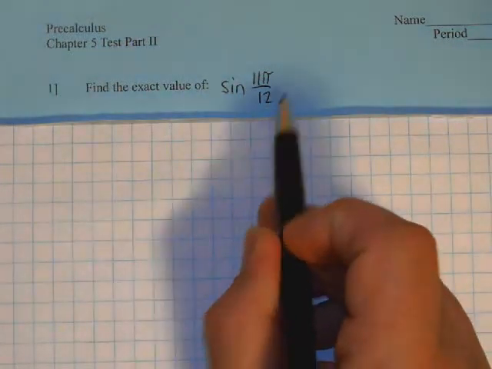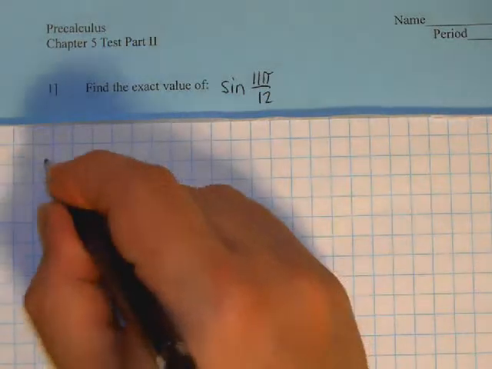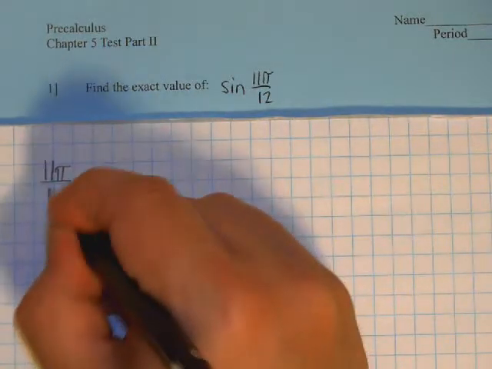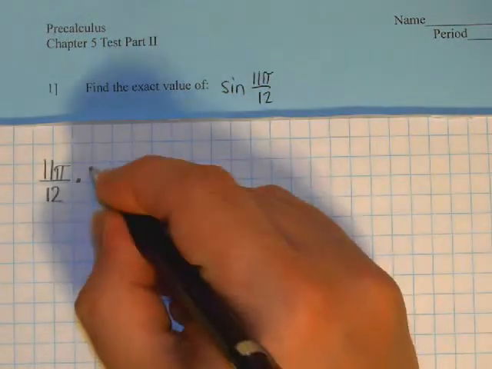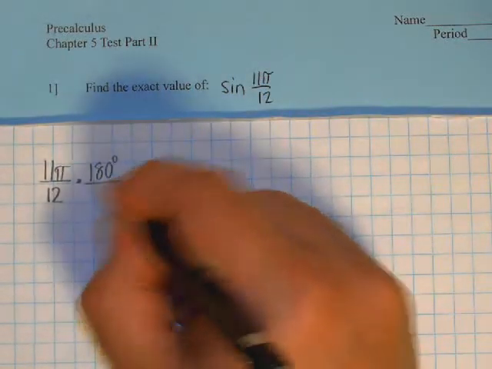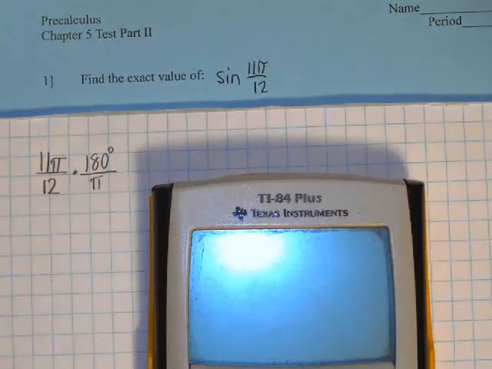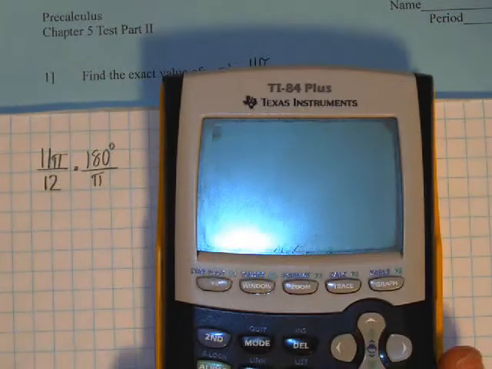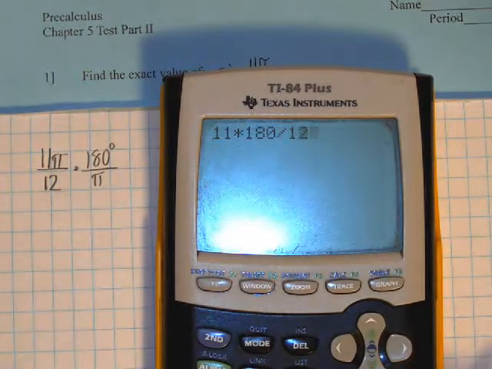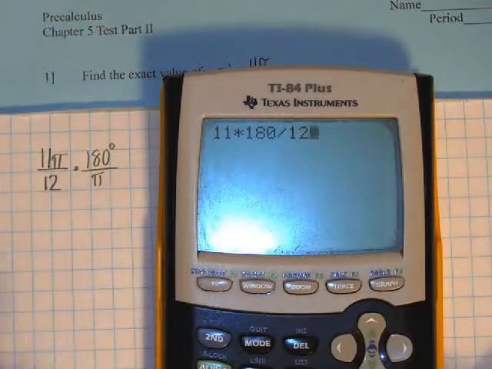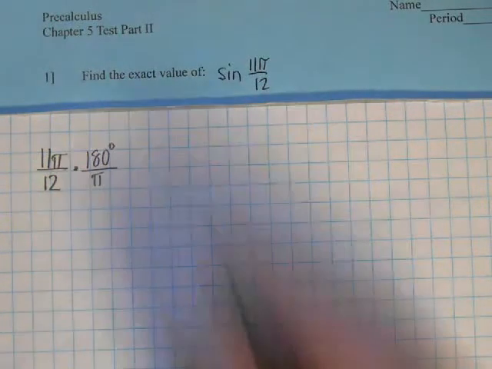Now, since some of you aren't really good working with fractions like 11 pi over 12, let's go ahead and change 11 pi over 12 into degrees. We know we could do that by multiplying by 180 degrees over pi. Notice I didn't put pi in the calculator since the pi's cancel, and I get 165 degrees.